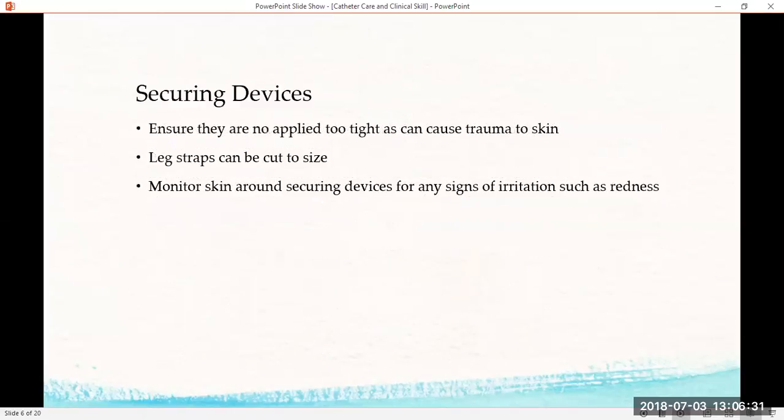So when we're using these securing devices, it's important we're keeping a good eye on them. So we're just watching that we're not applying them too tight, as this can cause trauma to the skin. Also, the leg straps that are used, they can be cut to size, and also monitoring the skin surrounding the securing devices for any signs of irritation such as redness.